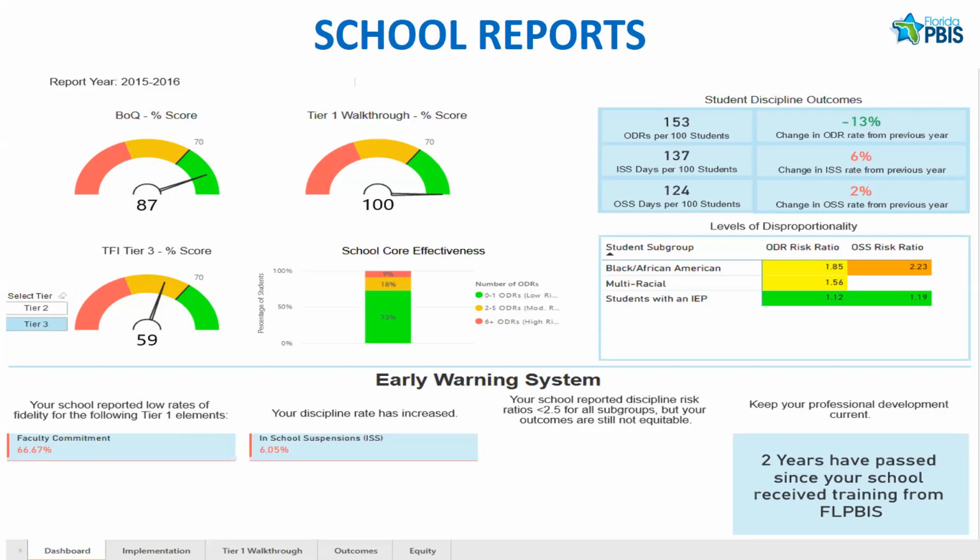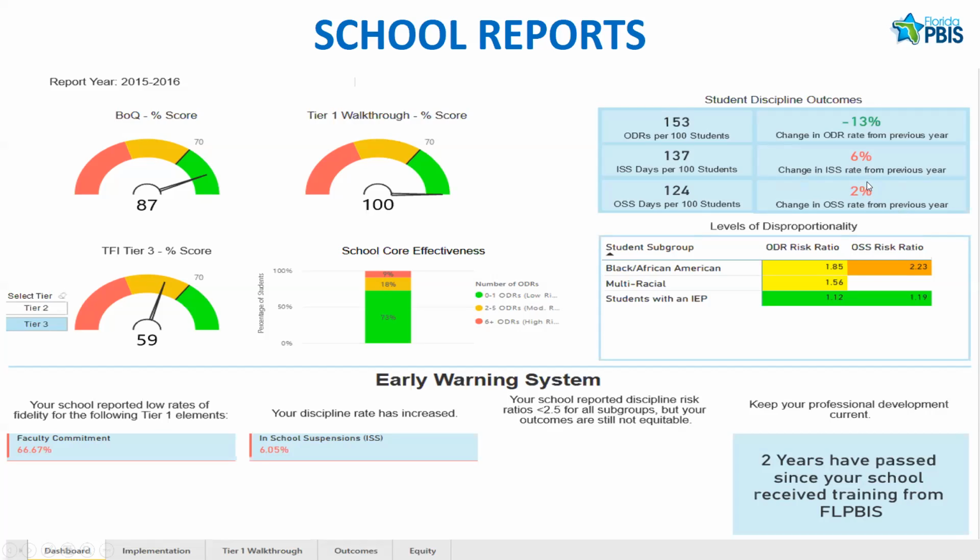This is a demonstration right now of some of the reports that you and your schools can access through our new dashboard through the PBSES database system. And this is initially the page that your schools will see when they log in. Up here, you can see where they stand with their BOQ score in the most recent year, their walkthrough information, any information around their TFI results for Tier 2 or Tier 3, as well as, here in the middle, the school effectiveness report.